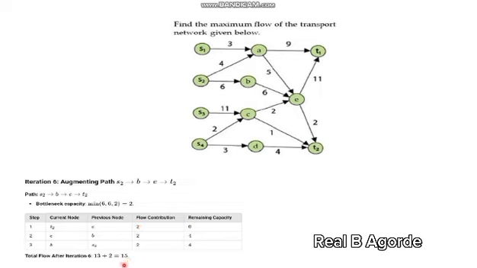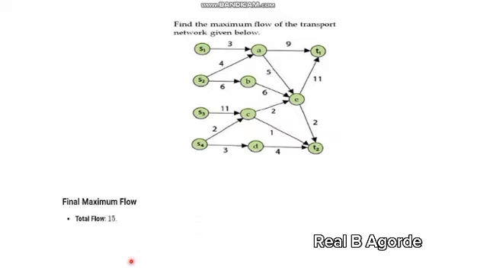So the total flow is now 15 and no more augmenting paths exist. So the maximum flow in the network is 15 units achieved after 6 iterations. So we will track each augmenting path, calculate the bottleneck capacity, and update the remaining capacities to determine this value.